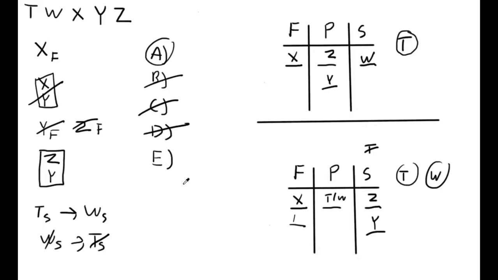Question number 3 is another global question, but this time we're looking for what must be true. Let's take a look. A says W and Z are not together, right? So we're saying that W and Z cannot be together. Well, that's just not true, right? Because W could be here in our second world. We could see W and Z together.